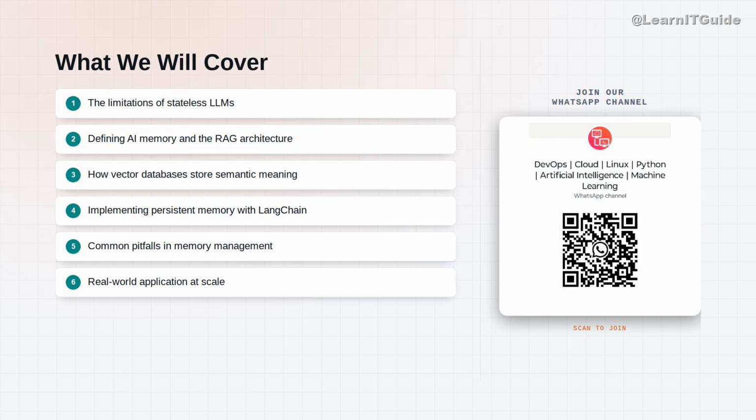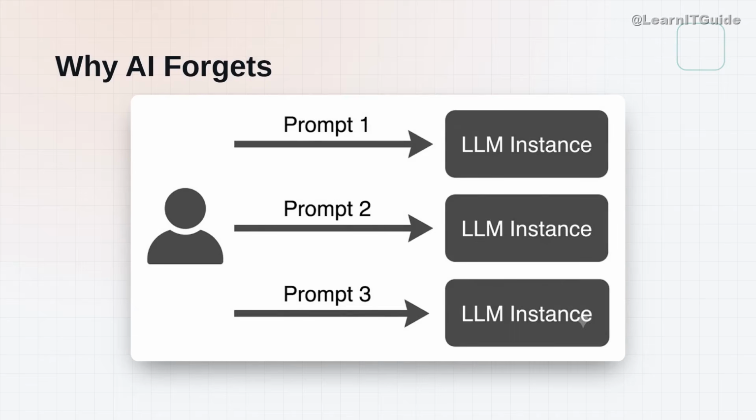Let us get started. So why do current AI systems feel like they have no memory? It is because LLMs are stateless by design. Every prompt you send is treated as a brand new request with no knowledge of the one that came before it.